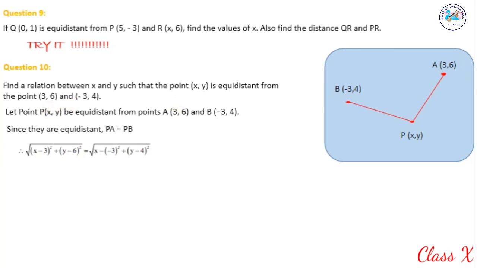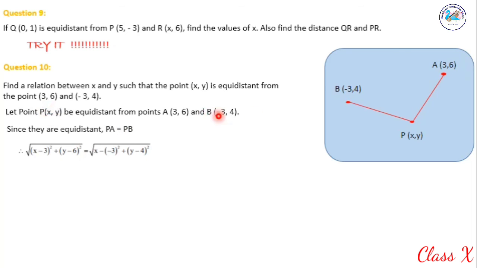x2 minus x1. So here this one I am taking x2. So x2 is x minus x1, that is 3. So x minus 3 the whole square plus y2 is y minus y1, that is 6. So y minus 6 the whole square equal to PB. In PB also I am taking this one as first. Okay, so P is here, B is here.